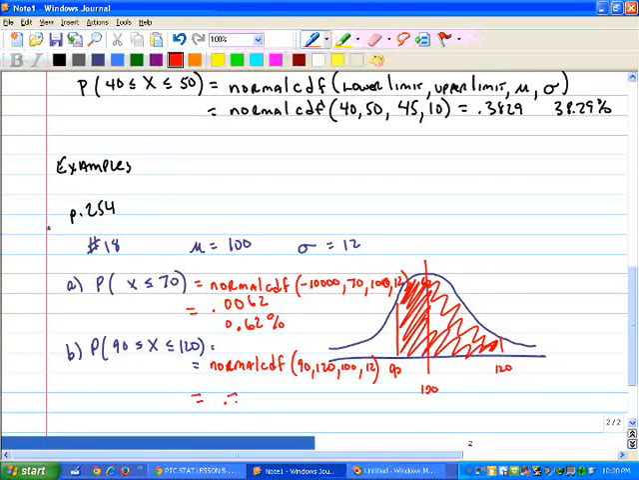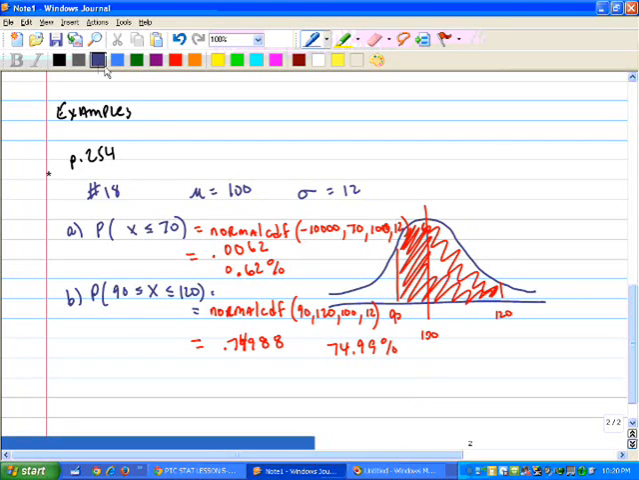This time we get 0.74988 or 0.7499, so 74.99% is the probability that a monthly electric bill is between $90 and $120. Part C asks for the probability that the utility bill is more than $140.